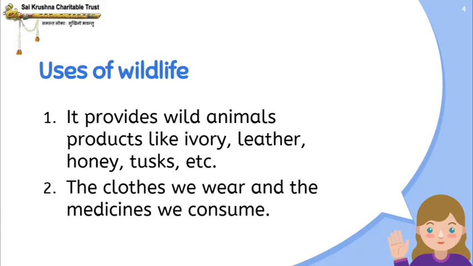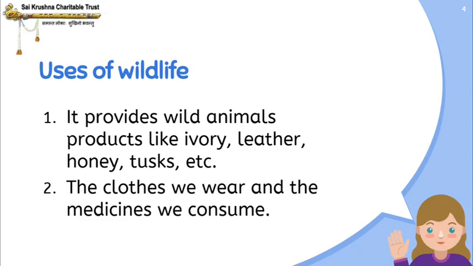So you all would have seen in movies, right? So they kill elephants for tusk, which is very bad. And also leather. You all would have heard of leather jackets, right? Leather purse, leather shoes. So you get leather from the animals. Honey. From where do you get honey? So you get honey from a honey bee. And tusks, as I have already discussed, you get tusks from an elephant.